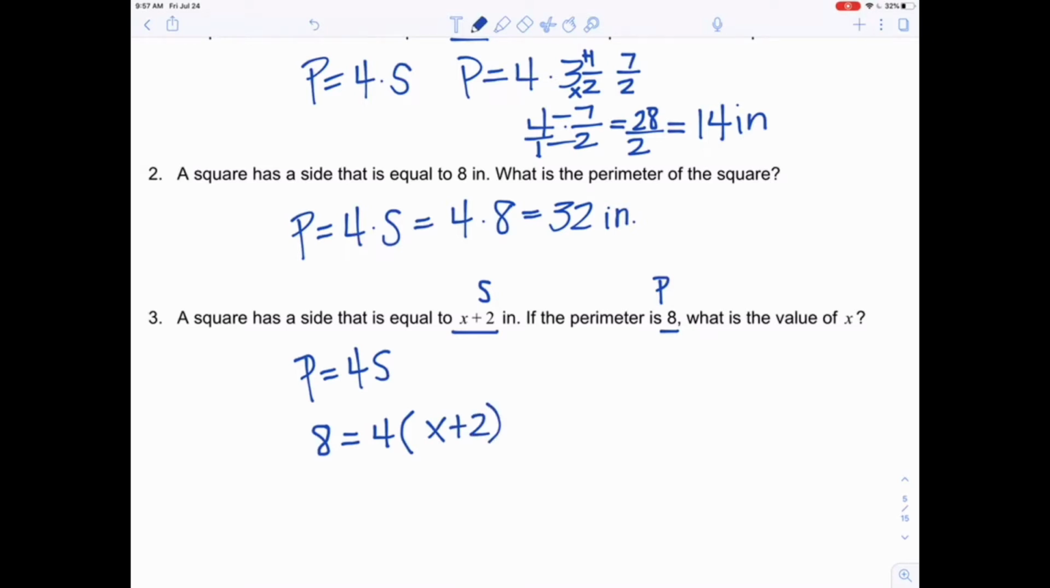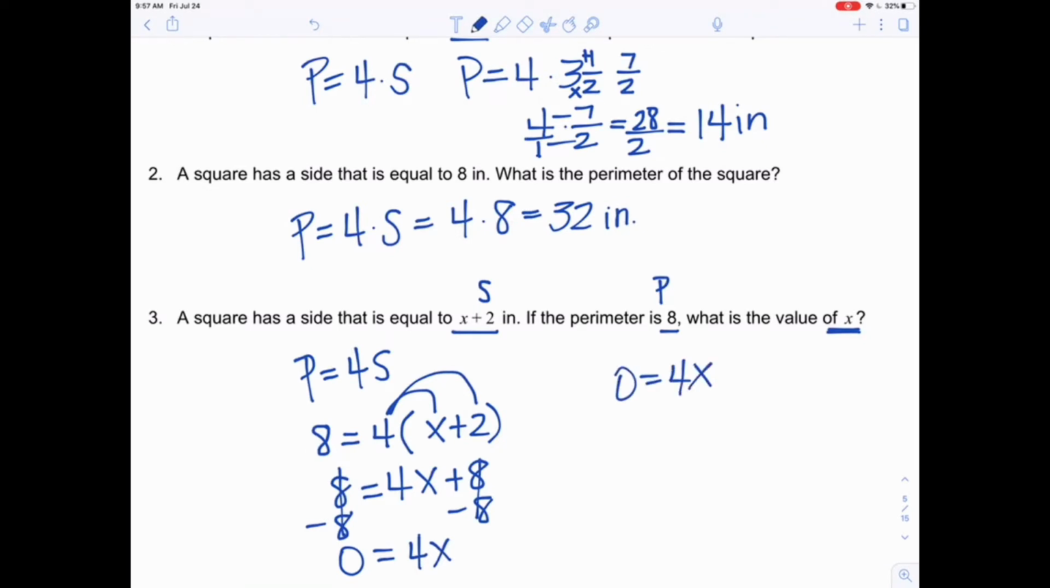Okay? Now that I've done that, I want to solve for x because the question is asking me for the value of x. So I'm going to distribute. 4 times x is 4x. 4 times 2 plus 8. 8 equals 4x plus 8. I'm going to minus 8 on both sides. This gives me 0 equals 4x. With 0 equals 4x, I can divide by 4. And I get 0 divided by 4 is just 0.